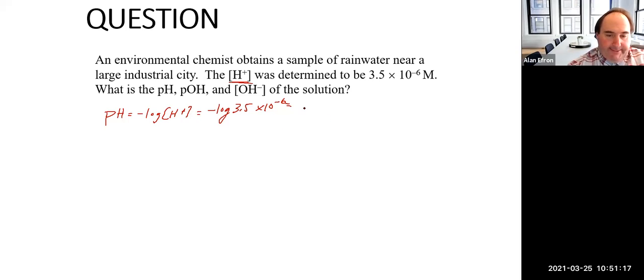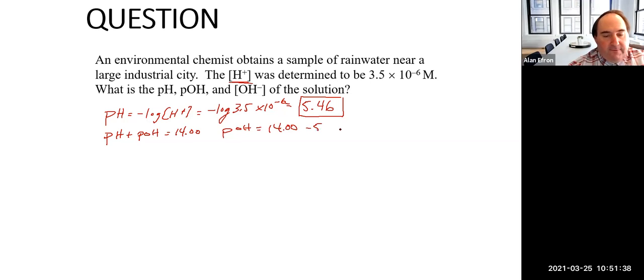a pH of 5.46 in this particular case. Once I have the pH, the pOH is very easily found by taking that relationship. So the pOH would be 14 minus our 5.46, and that's going to get us 8.54 as our pOH.